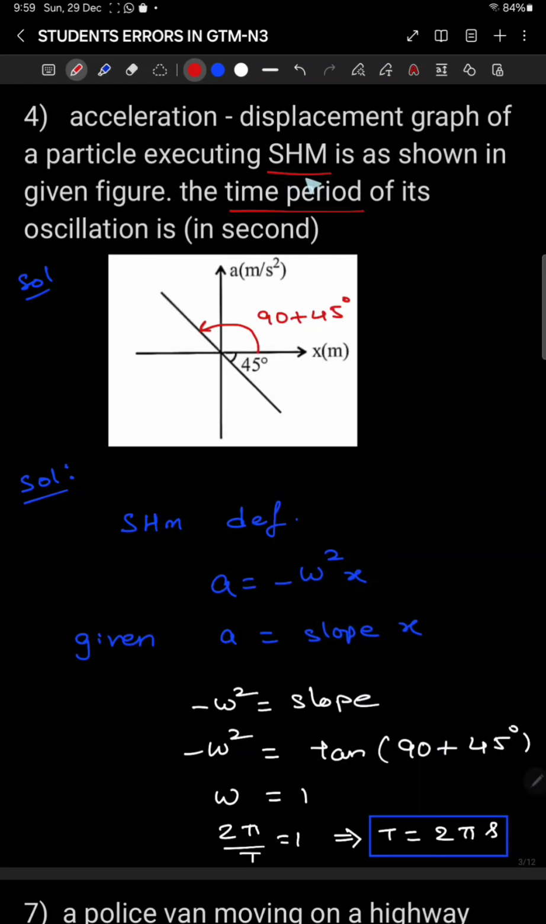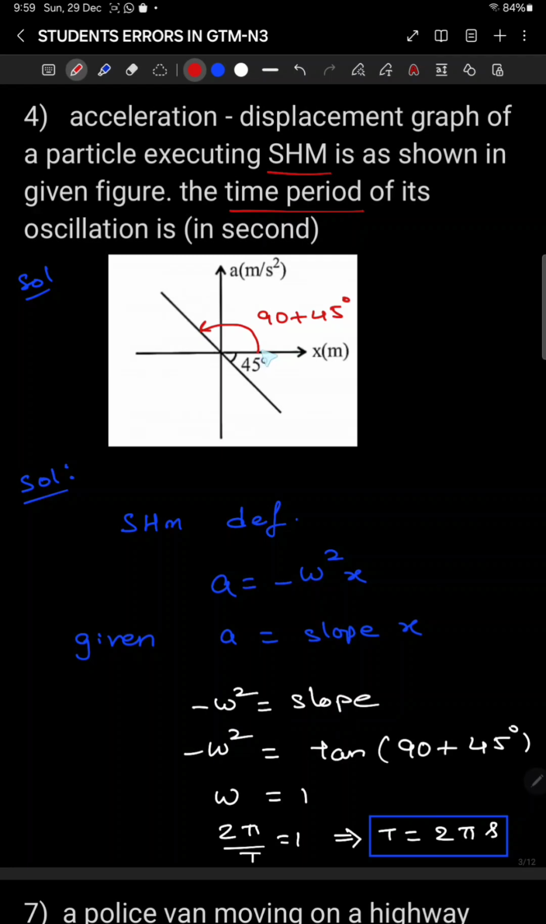This question belongs to SHM. Here acceleration displacement graph was mentioned and they are asked to find time period. Now from the definition of SHM, acceleration equal to minus omega square x. From the given graph, it's a straight line, y equal to mx, where y axis is acceleration, x axis is displacement, and m is the slope. When you compare both of them, slope equal to minus omega square.